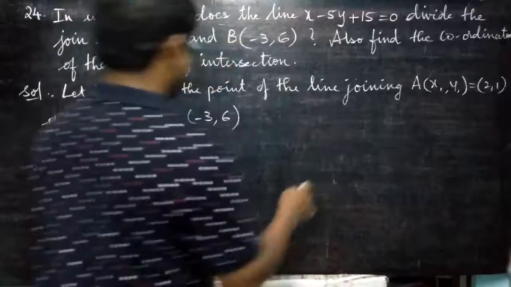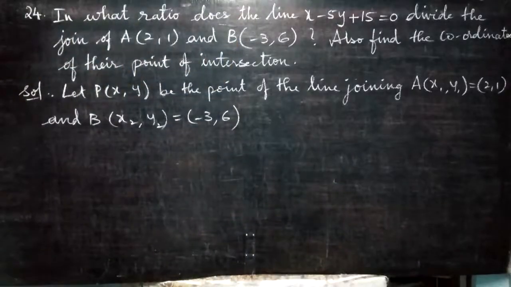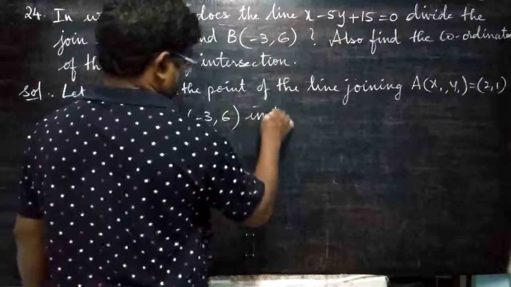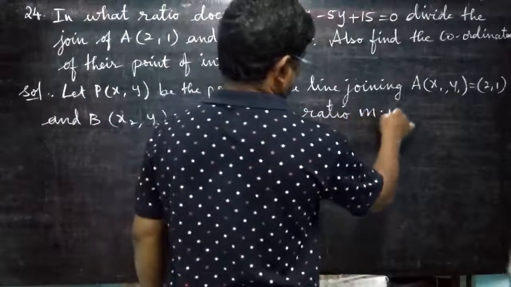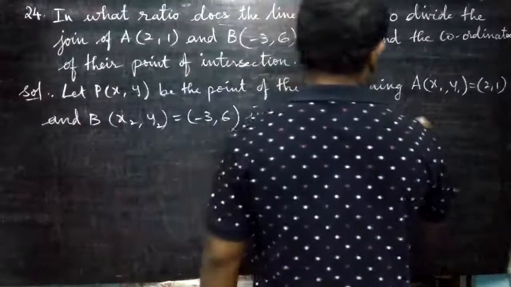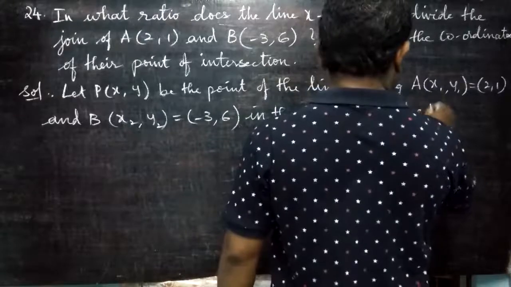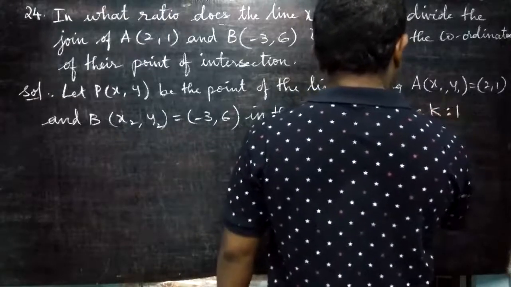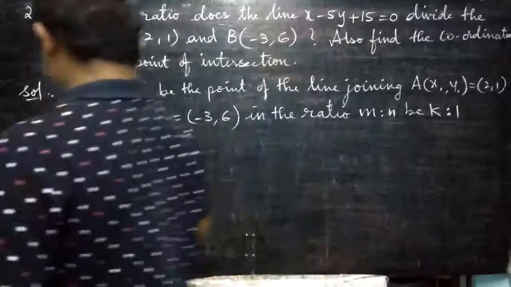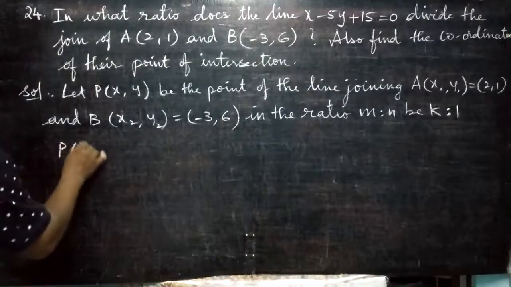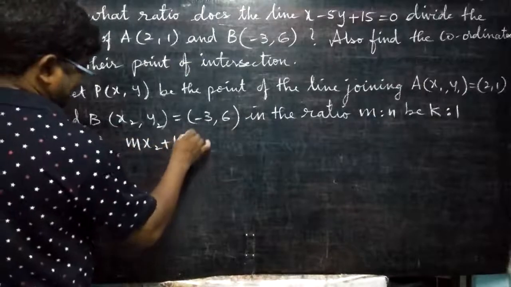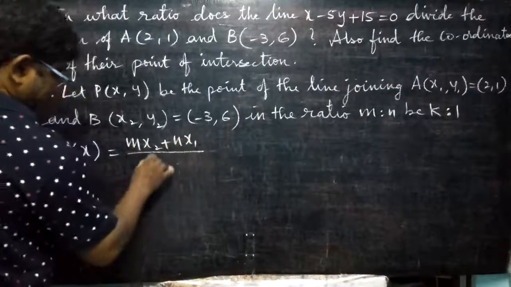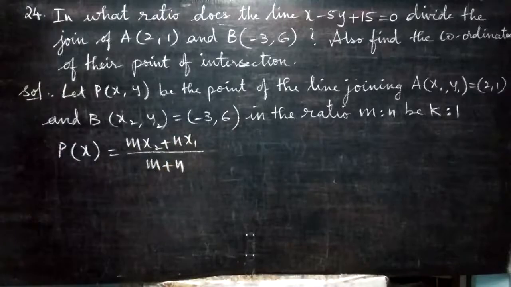The line joining A and B, in the ratio m is to n, let us take it as k is to 1. Now P of x we will find first: (m x2 + n x1) by (m + n).